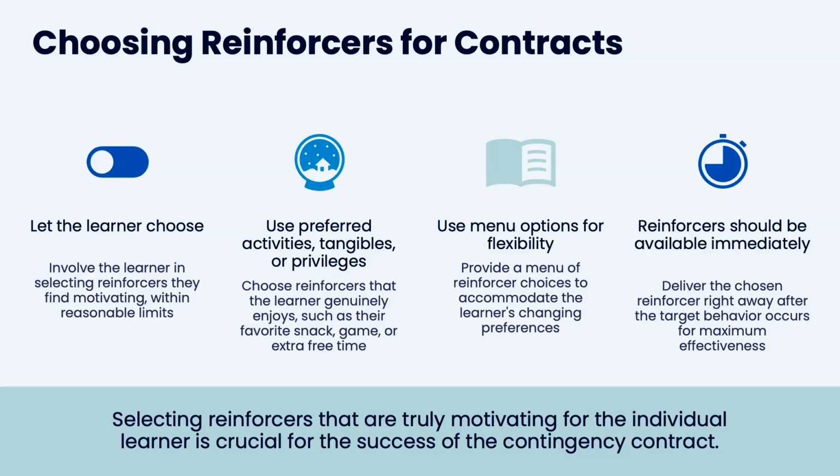Use a menu of options. So the older the learners get or the more they grow developmentally, you can start providing more options where they're choosing. I definitely move into menus of reinforcers with older learners. Reinforcers should be available immediately. So as soon as they've met their contract, they should immediately get that reinforcer.